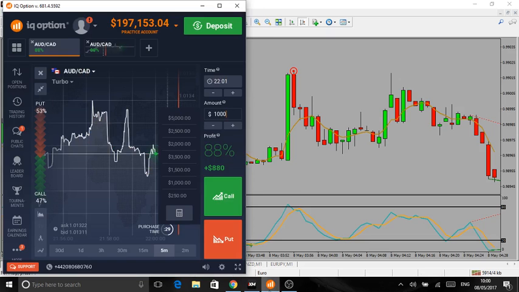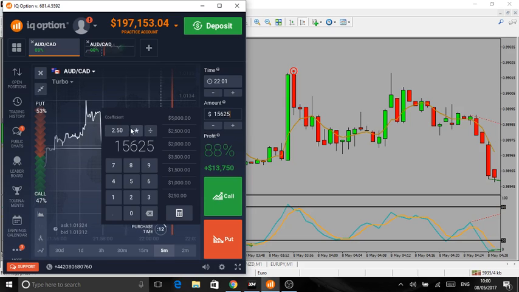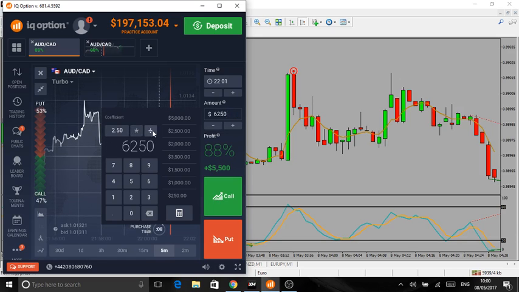Now I tend to martingale, guys. Martingaling is, if I was to ever lose a trade, my next trade would be 2.5 times bigger. So my next trade would be 2,500. My next one is 6,250, and my next will be 15,625. But I tend to stop at my third martingale. Sometimes I do push to the fourth, but I don't do it very often. But as beginners, just take 3 martingales.